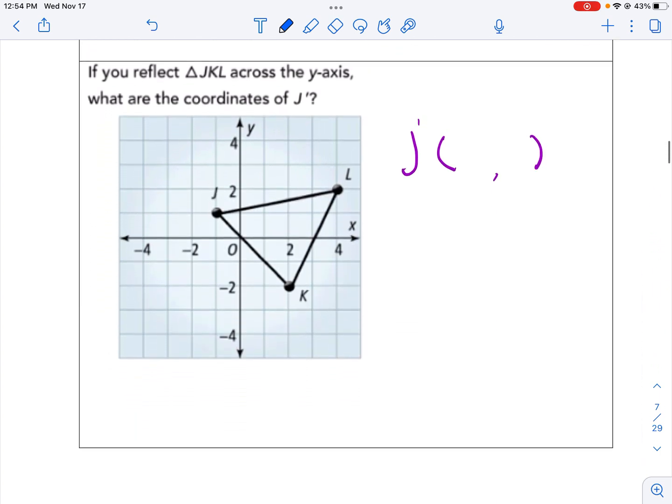If you reflect triangle JKL across the y-axis, we just want the coordinates of point J. So here's my y-axis. I see J is 1 unit to the left, so I go 1 unit to the right, and that is J prime. The coordinates of J prime are 1, 1.